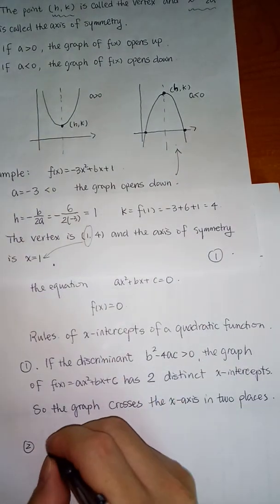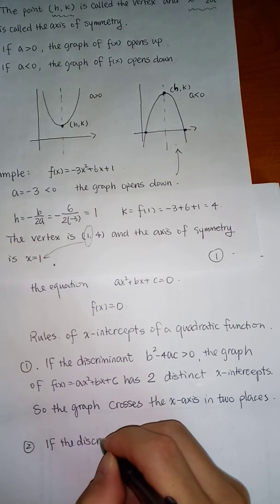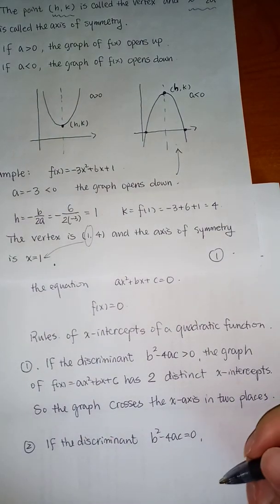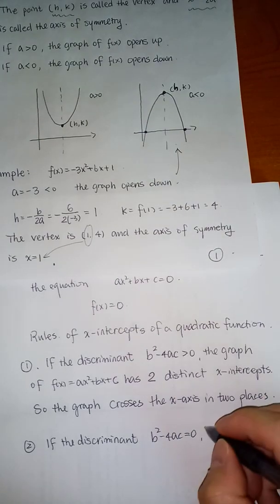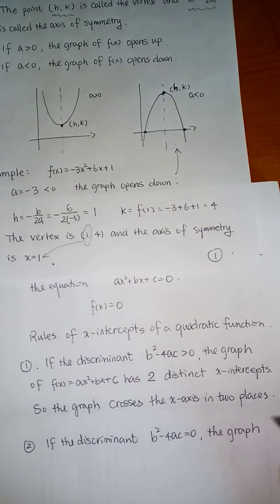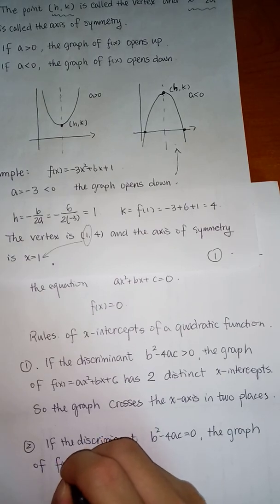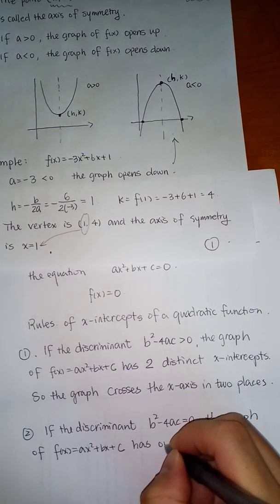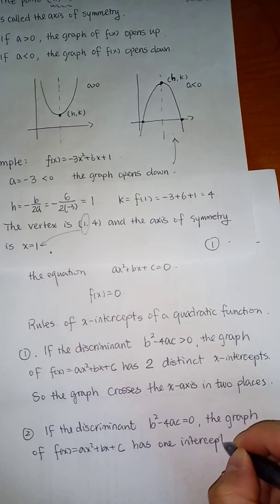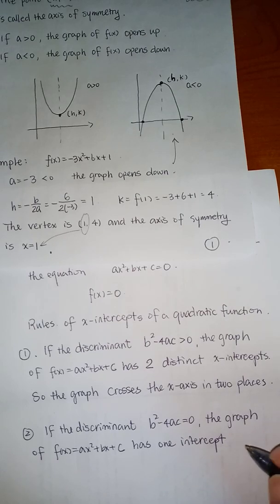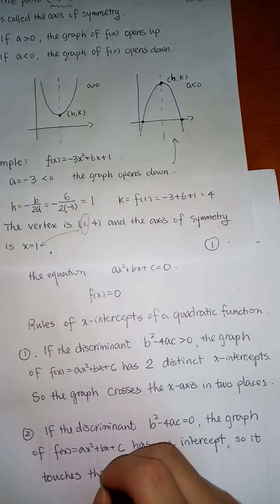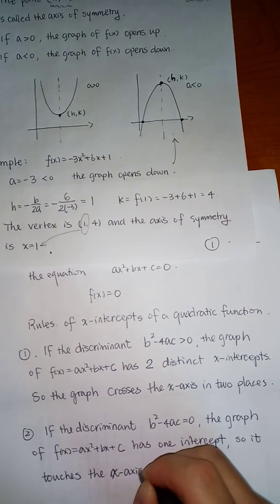And second, if the discriminant b squared minus 4ac is equal to 0, then the graph of f(x) equal to ax squared plus bx plus c has one intercept. So it touches the x-axis at its vertex.